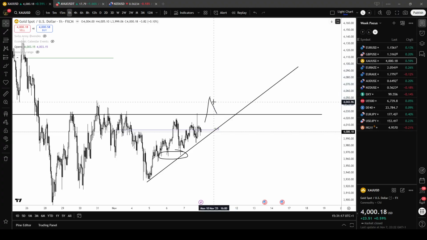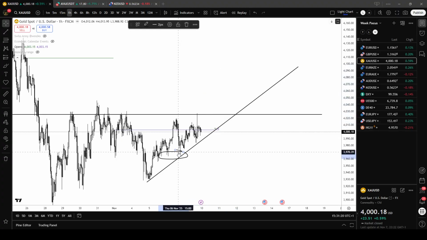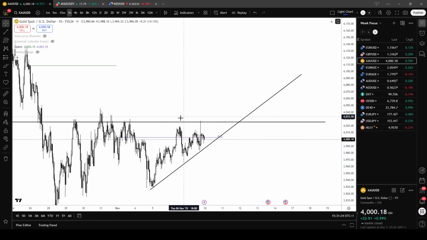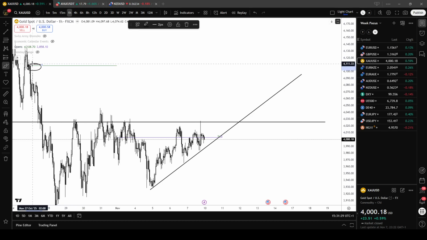Okay, but I'd much rather play the longs on GBP and euro than gold for now. But I think this target is within reach for next week. I think it will happen. Okay.